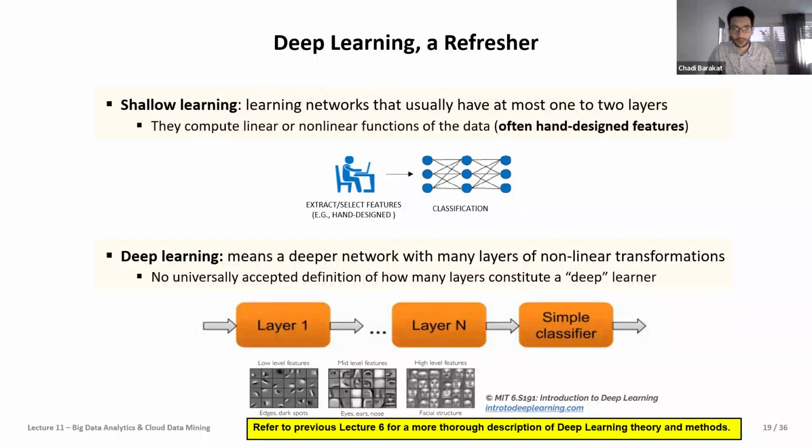One tiny detail here is this last line, where there is no universally accepted definition of how many layers constitute a deep learner. I've had people tell me that 4 layers is not deep, and I've had people tell me that 2 layers is already deep. So just whatever people say in this field, take it with a grain of salt. I think through your experience, through hands-on work with deep learning, you'll develop your own idea of what counts as deep and not deep.